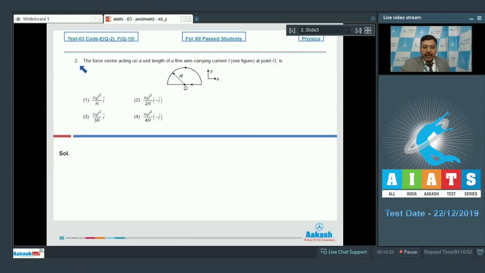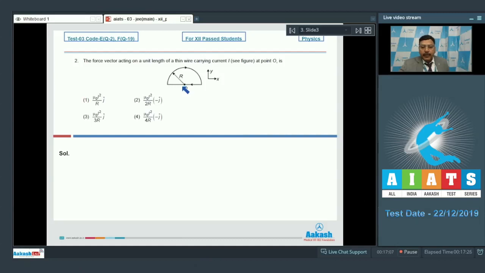Question 2 says, the force vector acting on a unit length of a thin wire carrying current I, see figure, at point O, is. So we have been given this figure. There's a loop. It's like a semicircular loop carrying current I, and the XY axis have been given to us. We are supposed to find the force vector acting on a unit length of a thin wire at point O. So at the center, what's the force acting on a unit length? That is what we are supposed to find.